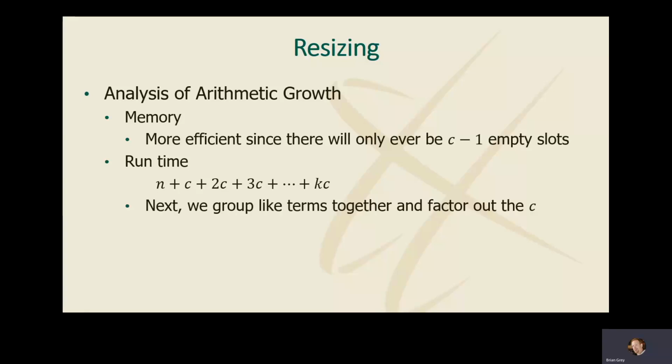So the first thing we want to do is group our like terms together. We've got a bunch of factors here that have C in common. So let's group them together, and then we can pull the C out. Everyone with me?